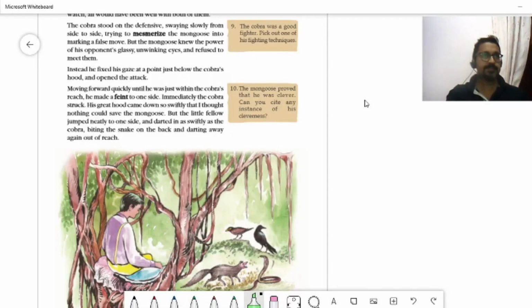Friends, we are again back in the class. In the last class, we completed up to the paragraph.